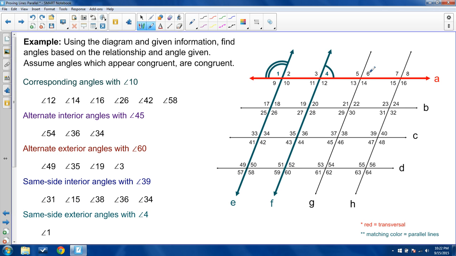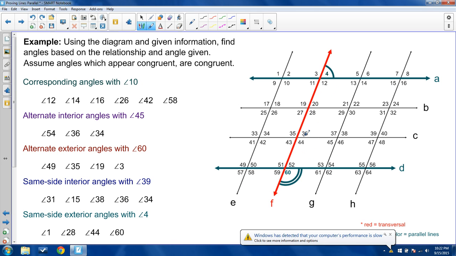No, that's the only same side exterior angle I can make on A as the transversal. What if I make F the transversal? Well, angle 28 can be a same-side exterior angle that makes lines A and B parallel. 44 and 4 are supplementary, then A and C are parallel. And angle 60 can be a same-side exterior angle with 4, where if they are supplementary, then A and D are parallel. So that's it, and that's all, folks.